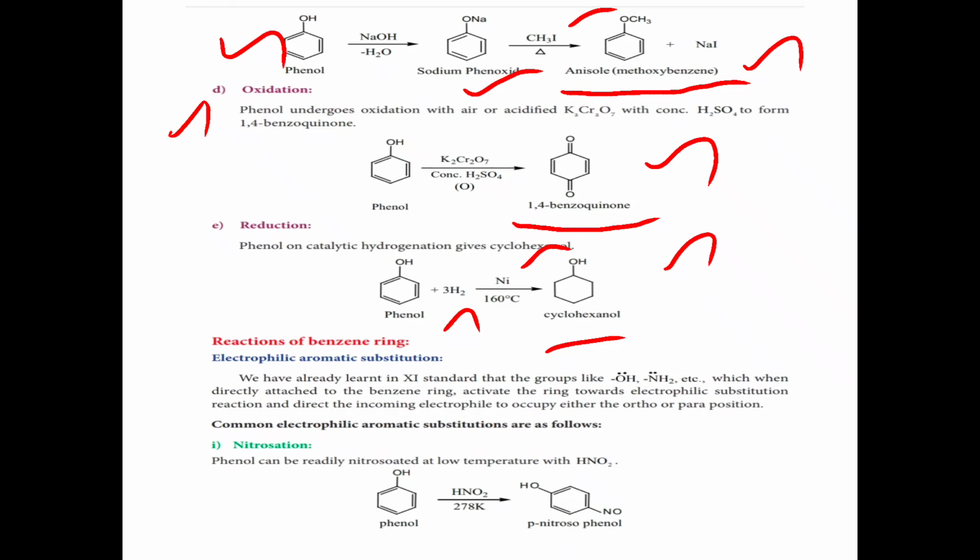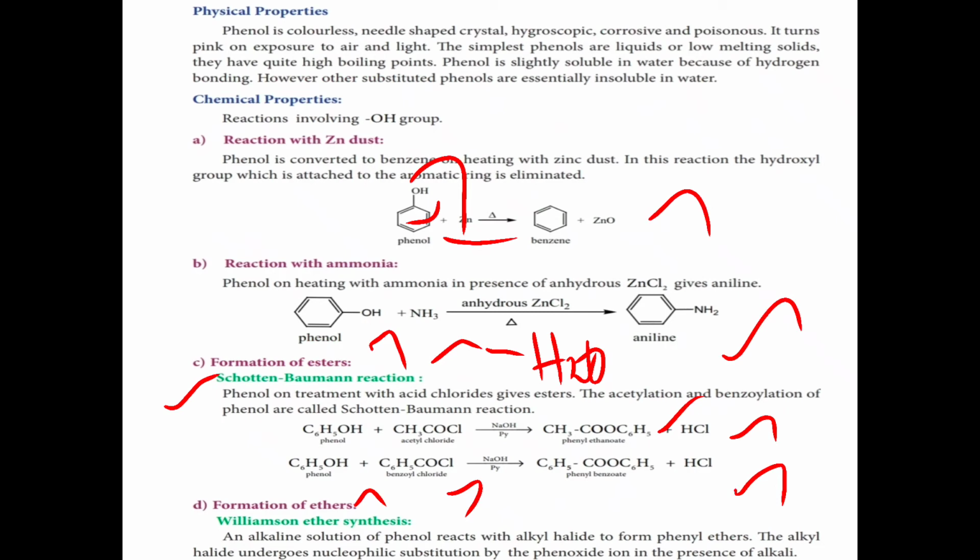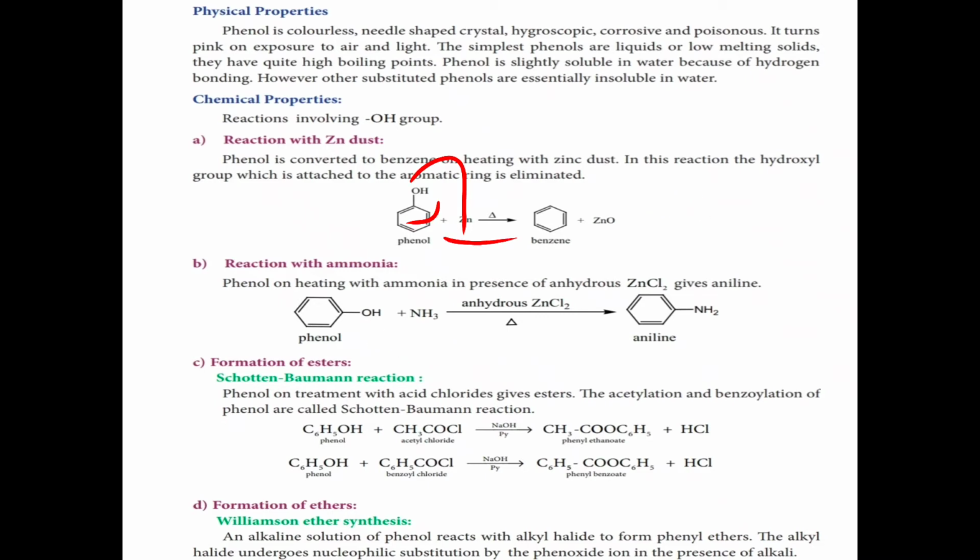So what we have seen: this is the reaction with zinc dust. That is the first one. When you add zinc dust to phenol, it forms benzene and zinc oxide is removed. Okay, and finally the reaction with ammonia: the phenol and ammonia, H from phenol, OH from phenol and H from ammonia are released as water. And the next one is the Schotten-Baumann reaction, the formation of ester; you remember it. Here we have to take phenol plus acetyl chloride and benzoyl chloride.